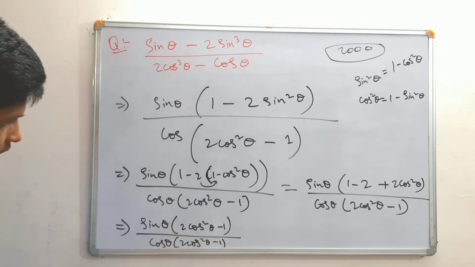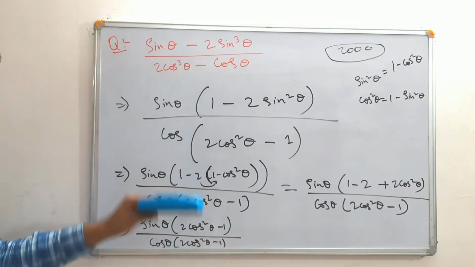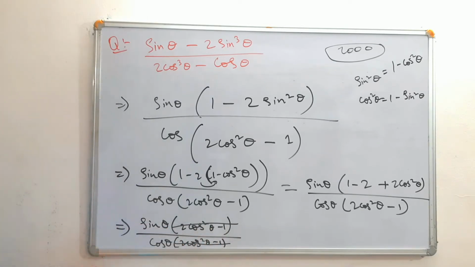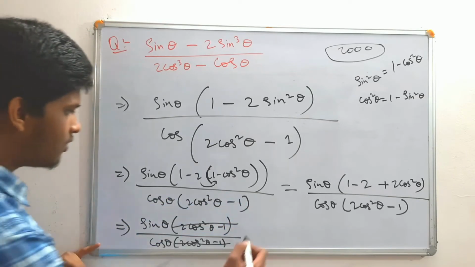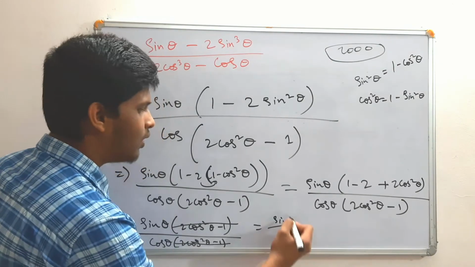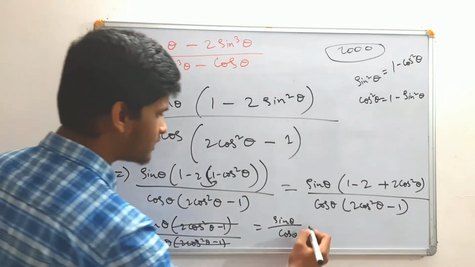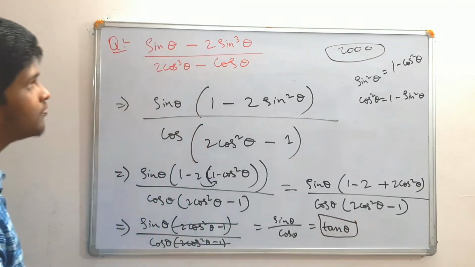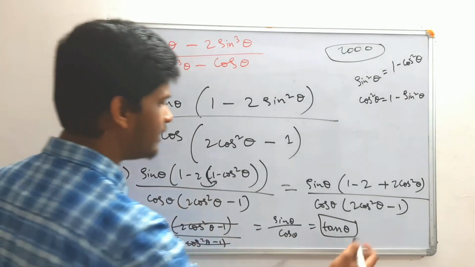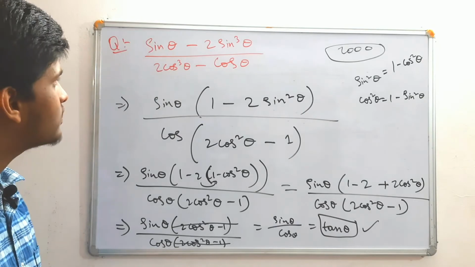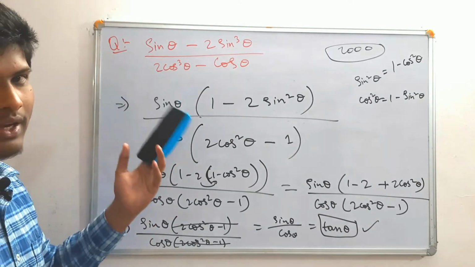Now if you notice here, sorry, I'm writing very low at the bottom of the board. 2 cos square theta minus 1 and 2 cos square theta minus 1 get cancelled out. We will be left with sin theta by cos theta. What is sin theta by cos theta? It's tan theta. So we got the answer as tan theta. That's it, tan theta is the answer. They didn't say we should get numeric values. They said we should just simplify it.